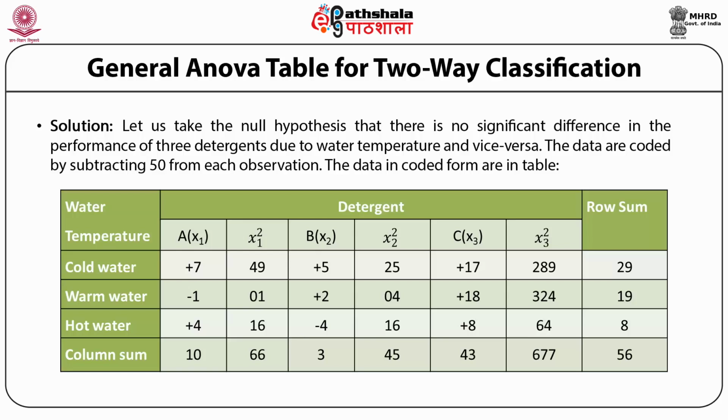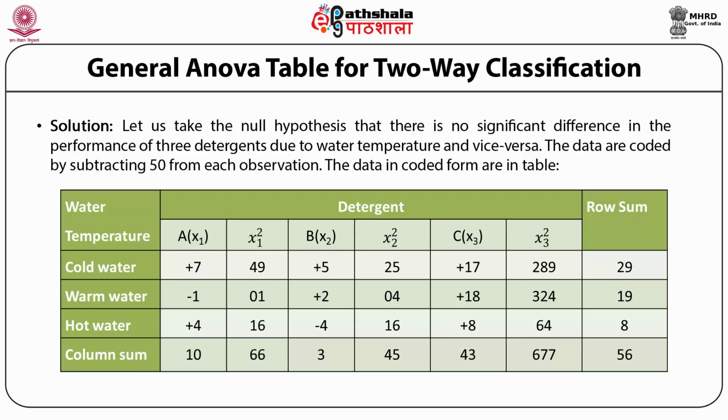Now the data are coded by subtracting 50 from each observation. And why have we subtracted 50? The whole of statistics is for making things easy, putting the statistician at ease. So we decrease these higher numerical values to a lower form so that less computation is required. We have subtracted 50 from each observation.